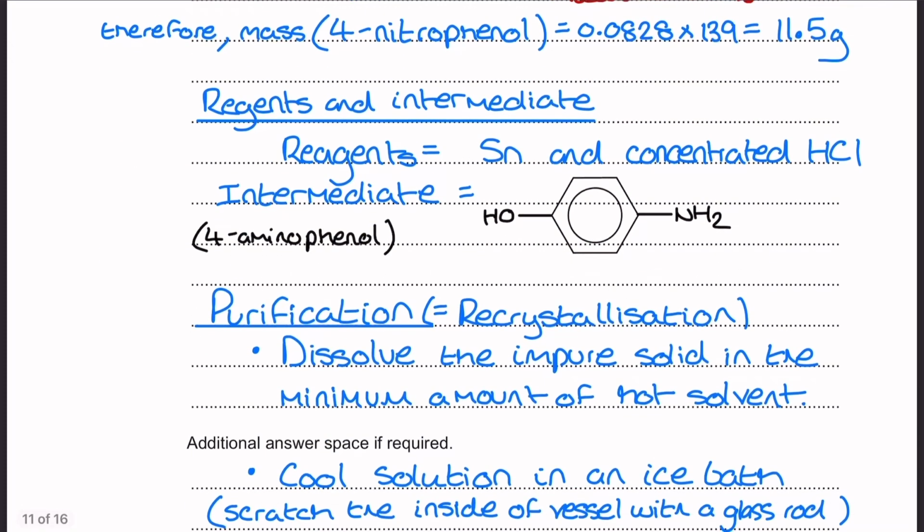Now, the reagents, I need to use tin and concentrated HCl according to the Module 6 specification. And my intermediate is going to be this structure here, which is 4-aminophenol. If in doubt, draw them out. That's the mantra I'd like to give you for this.